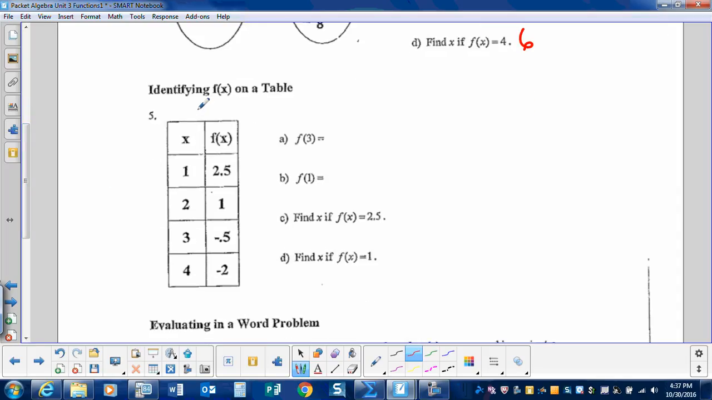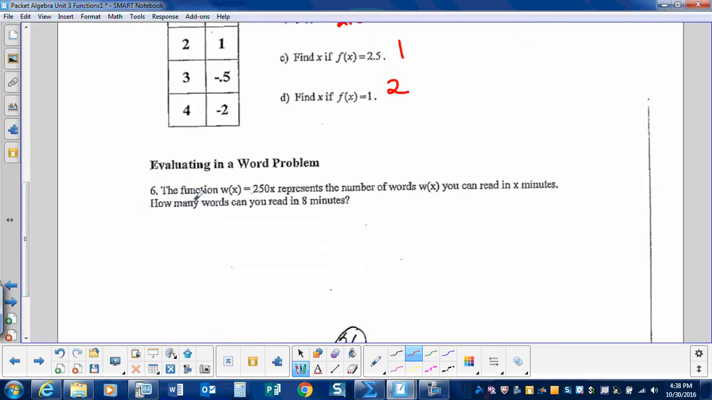We can do the same thing, identifying f of x on a table. f of 3, so when x is 3, y is... when f of 1, when x is 1, y is 2.5. And find x if f of x is 2.5. So what's the x value? It is 1. And when f of x is equal to 1, when y is 1, x is 2.